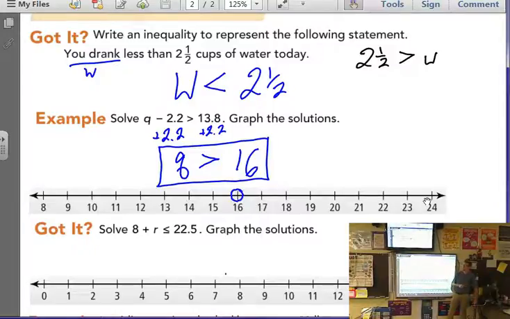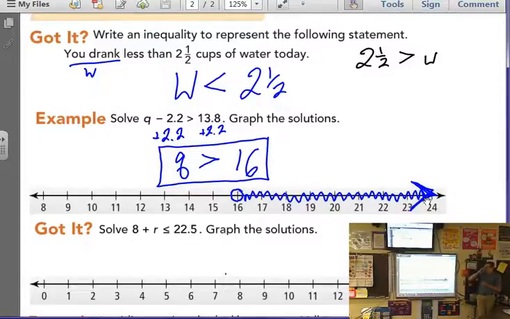Which direction do I shade? To the right or to the left? To the right, because is 17 a number greater than 16? Yes. Is 18 a number greater than 16? Yeah. All of these work. And because they continue to work, I put an arrow at the end of the section that I've shaded because my solutions keep going. Anish?